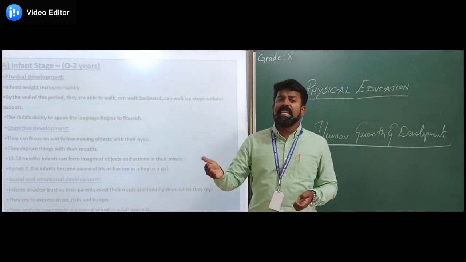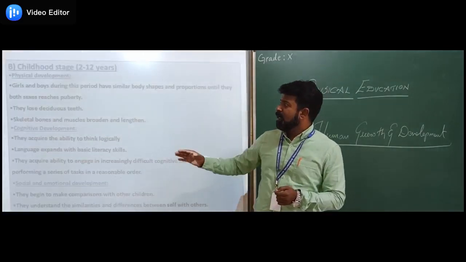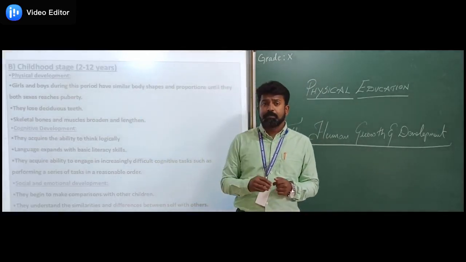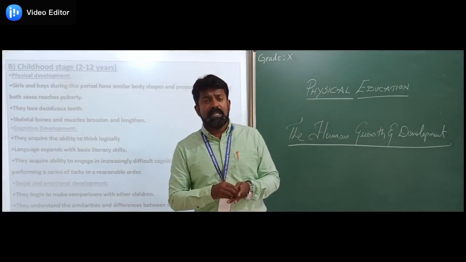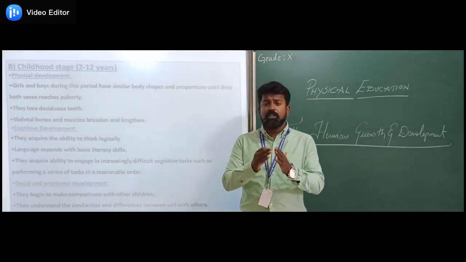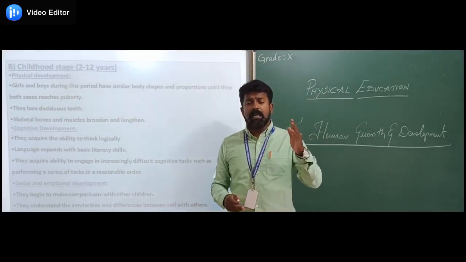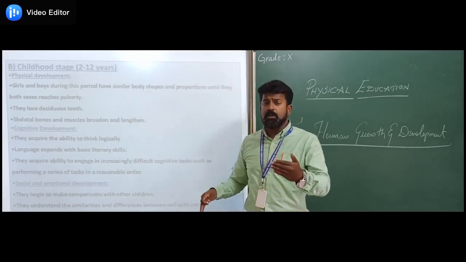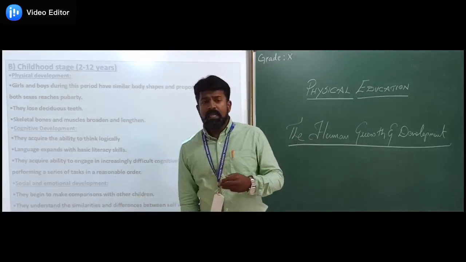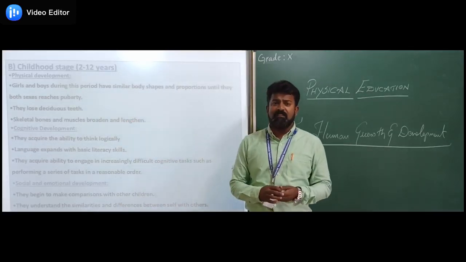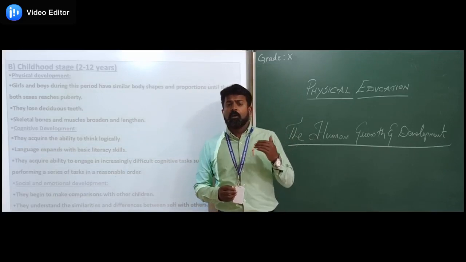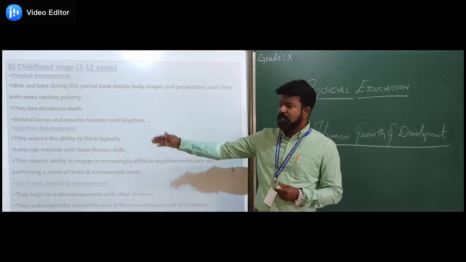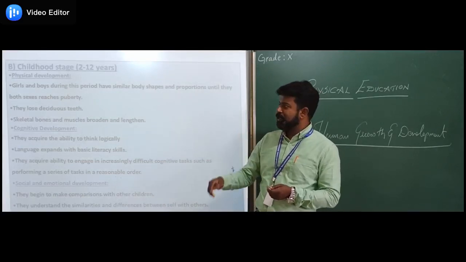We will move on to the next stage, that is the childhood stage, 2 to 12 years. In the previous classes, we discussed that childhood is divided into two categories, early childhood and later childhood. So now we have come to one point, that is childhood, age 2 to 12. In this again we are going to see the three developments: physical, cognitive, and social and emotional development. We will see what the physical development in this stage is.